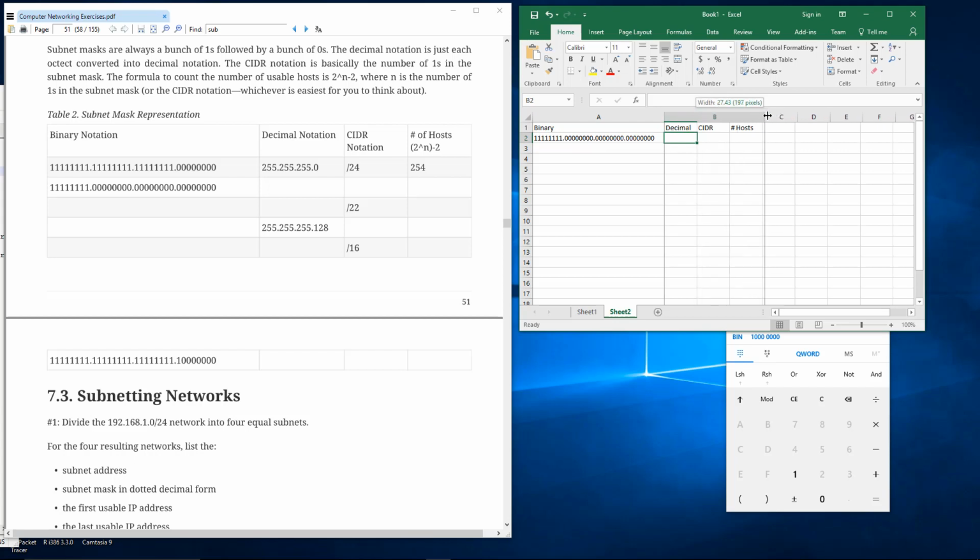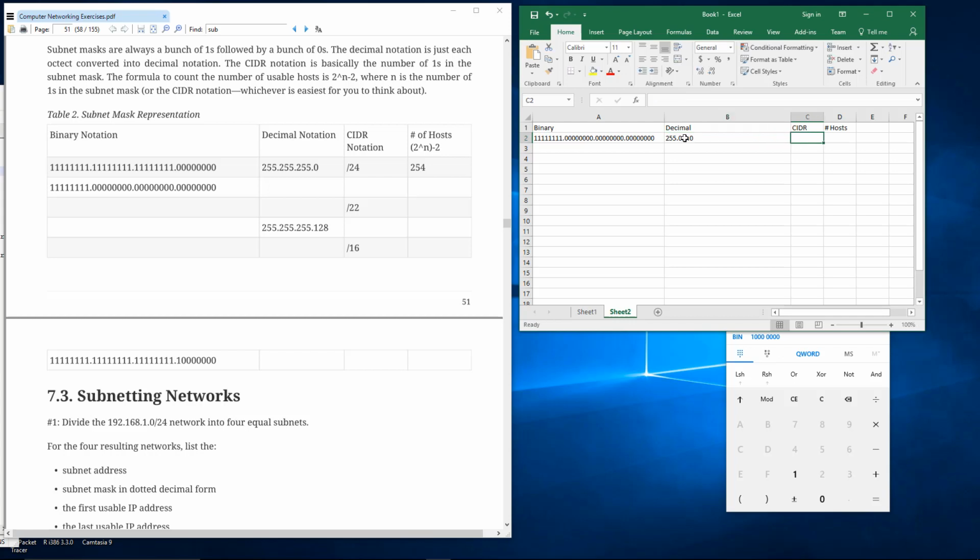So the dotted decimal. So I have to convert octet by octet, each one of those octets into decimal. Well, 8 ones, I know that's 255, right? We should have that one memorized. And all zeros is still 0. So representing that binary subnet mask in dotted decimal is just 255.0.0.0.